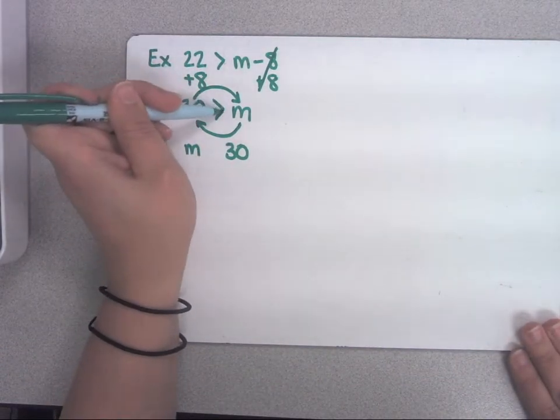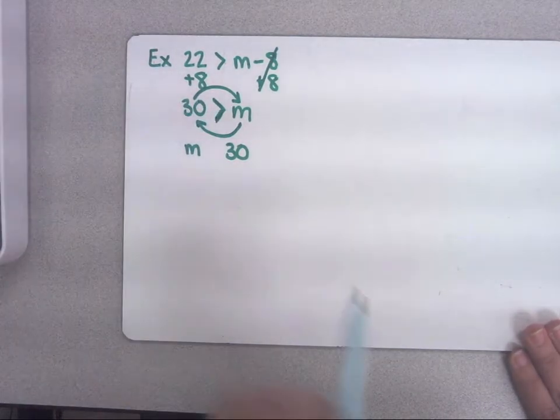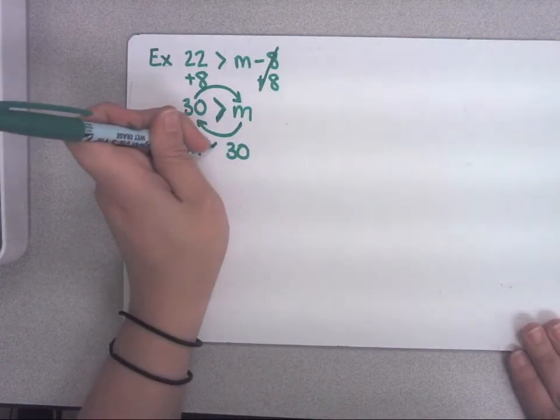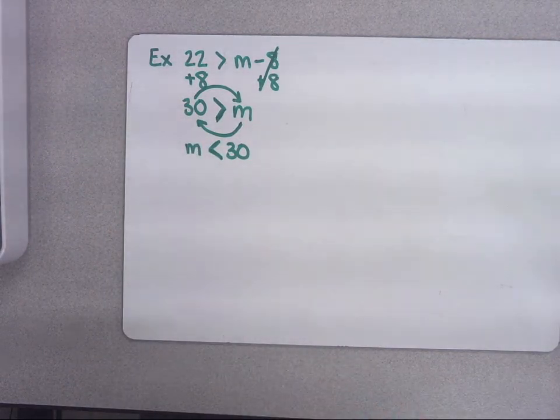Where was it pointing towards? Who was the arrow pointing at beforehand, the M or the 30? You have to make sure it stays pointing at the same thing. See how it's pointing the opposite way now?